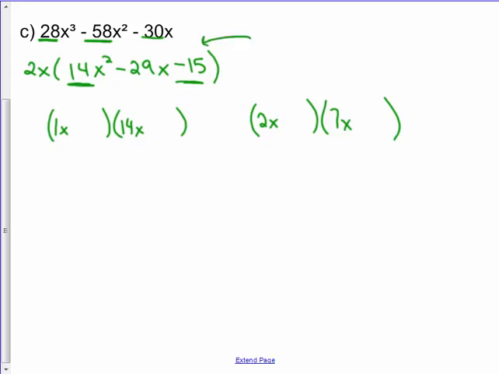So now I'm going to try all the different possibilities here. Now I want it to be negative 15. So what could that be? That's 1 and 15 and 3 and 5. And one of them has to be negative, one has to be positive.